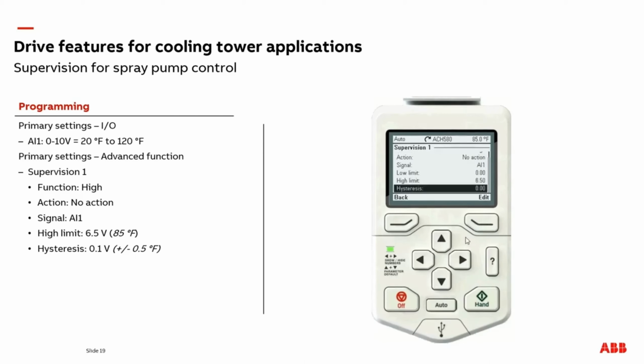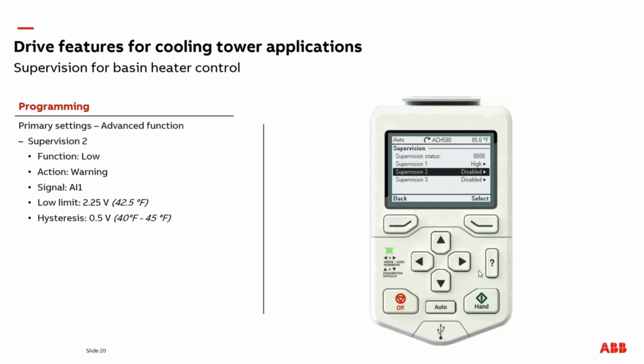To prevent short cycling the spray pump when the feedback temperature is at the supervision set point, we'll add a ½ degree plus or minus deadband to the set point. We'll use the hysteresis setting here to add 0.1 volts, which will be equal to 1 degree Fahrenheit. And the hysteresis function adds half above and half below of that value to our high limit. So now the spray pump will remain enabled until 85.5 degrees, and then as the temperature comes down, not shut off until 84.5 degrees.